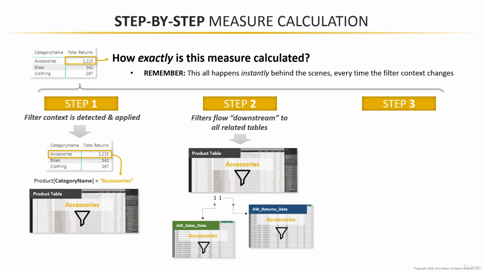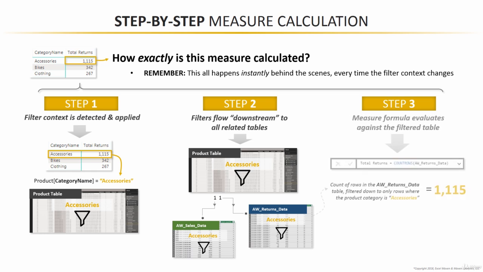So if you had a model like this, where that product table were connected to two data tables, sales and returns, you would see both of those data tables filter down accordingly to only the product IDs where the category equals accessories. So you end up with filtered down versions of both of those data tables as well. And that brings us to step three, which is when the measure formula actually evaluates against that filtered table.